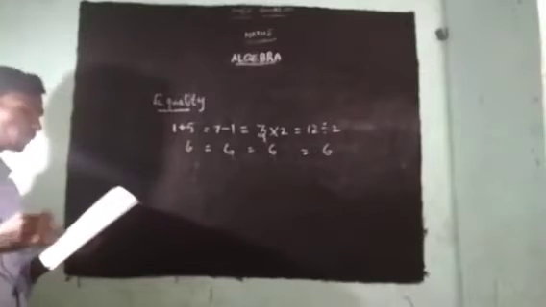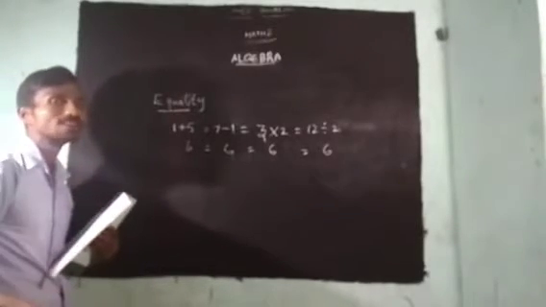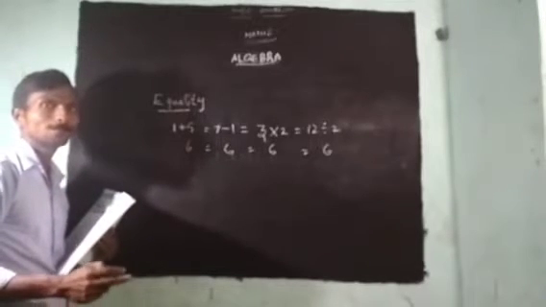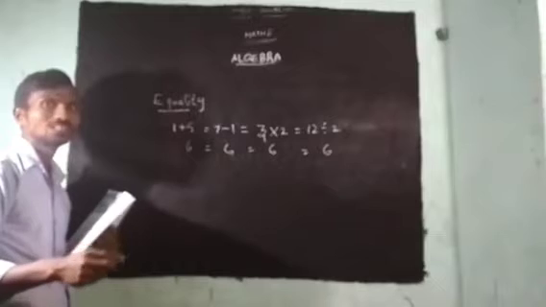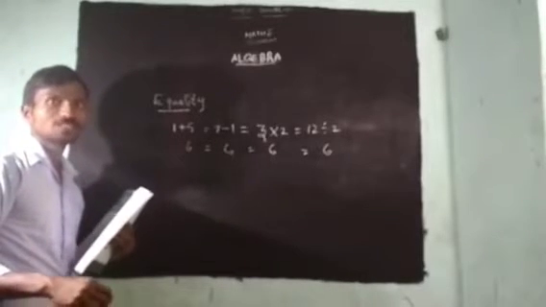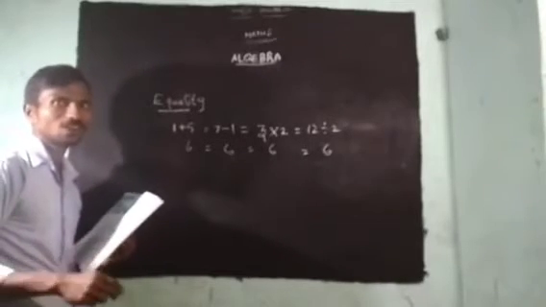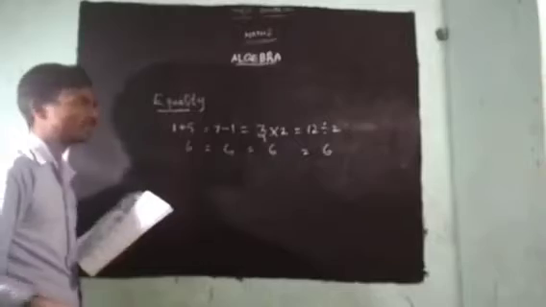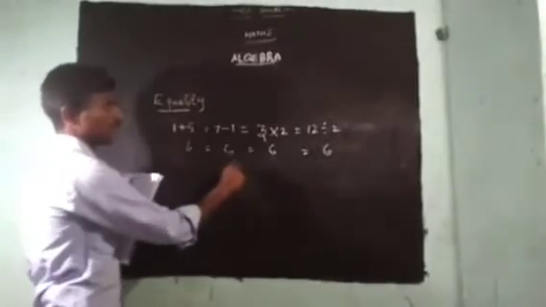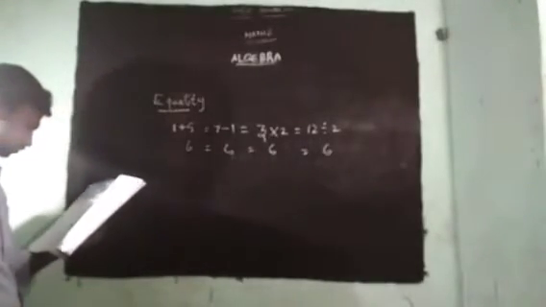Let us find the pairs of such numbers. Pairs means what? Two. Like a pair of shoes or a pair of socks. That means two shoes, two socks. That is called a pair. Now we are going to find the pairs of these numbers. Shall we see?